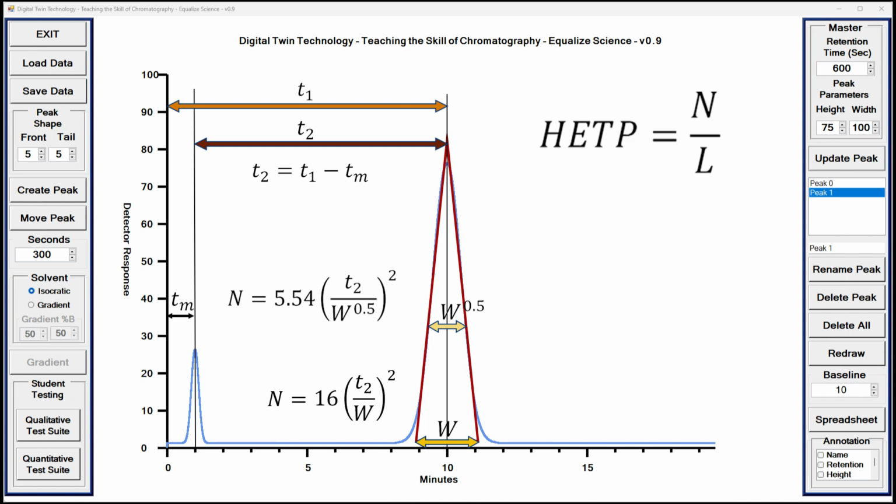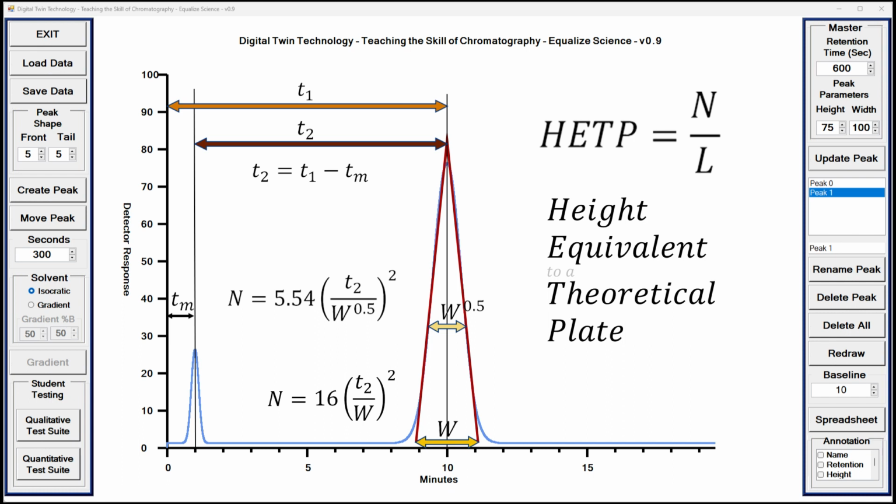And the final equation, number of theoretical plates n, divided by L, the length of the column, results in the HETP, or height equivalent to a theoretical plate. This term provides for a point of comparison for all chromatographic columns. The higher this number, the more separating power of the column.